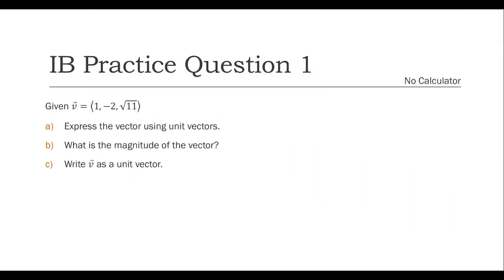So now we have our first IB practice question. It says, given V equals 1, negative 2, square root of 11, express the vector using unit vectors. So we want to use our I, J, and K. So this would be 1I, so just I, plus negative 2j plus square root of 11k. So V equals I minus 2j plus the square root of 11k.